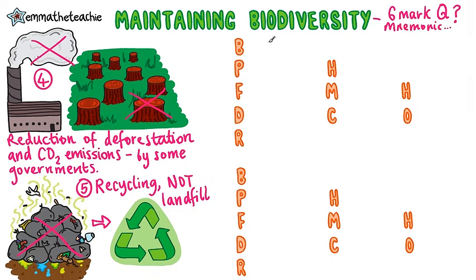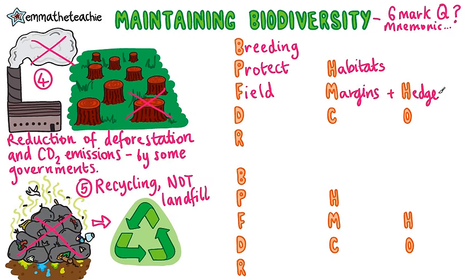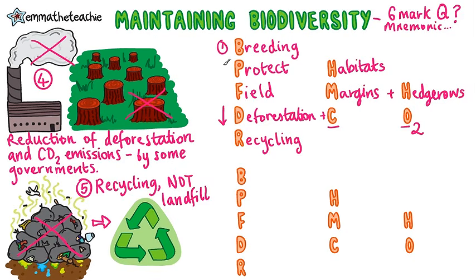So let's just recap what each letter stands for. B is for breeding endangered species. PH is protection of habitats. FMH is field margins and hedgerows. DCO is reducing deforestation and carbon dioxide emissions. And R is for recycling. So these are our 5 methods of maintaining biodiversity.